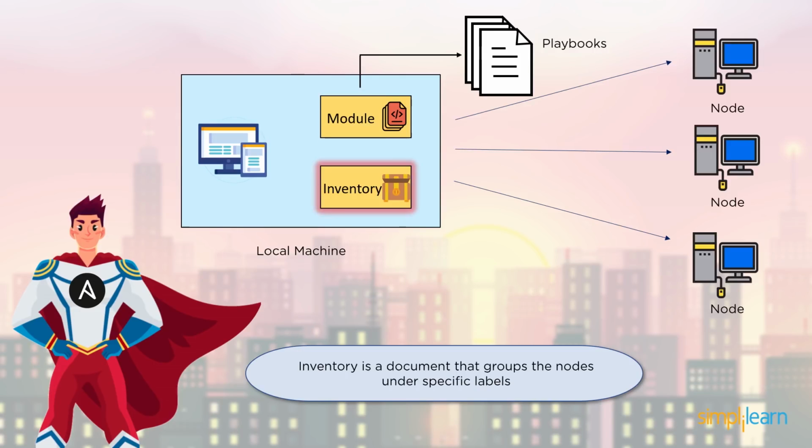We also have the inventory. The inventory is a file where you have all your nodes that require configuration mentioned. And based on the kind of configuration they require, they're also grouped together. So later in the demo, we'll have a look at how the playbook and the inventory is written, and that will probably make it clearer.